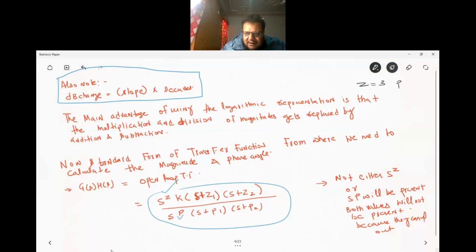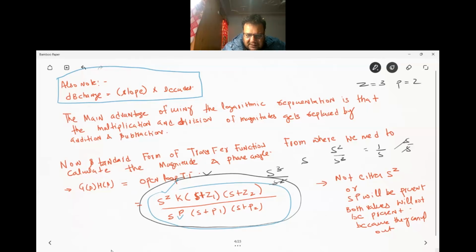Now why is this the case? Suppose your z value is 3 and p value is equal to 2, right? So that means s cubed by s squared, so this will reduce; only s is left. If it was vice versa, s squared by s cubed, it would have been 1 by s. If both are s and s, none of them would be present over there. So this is a standard question that would be given in the examination.